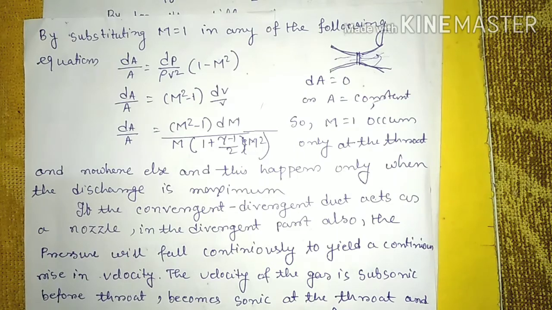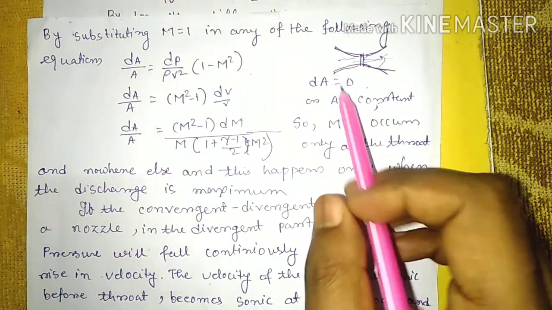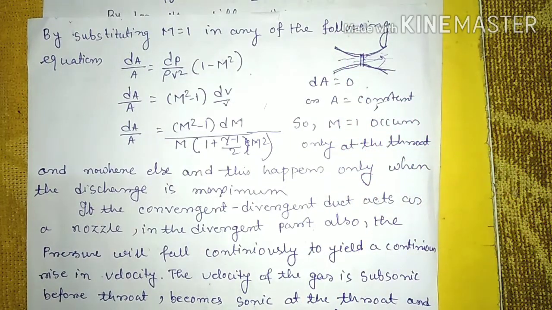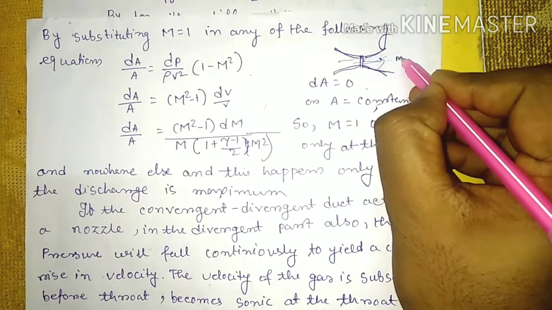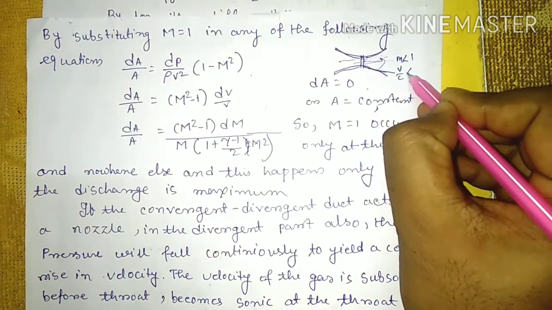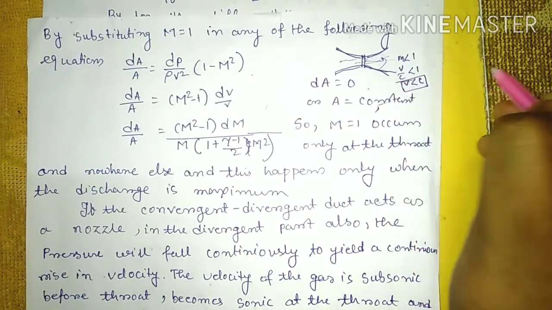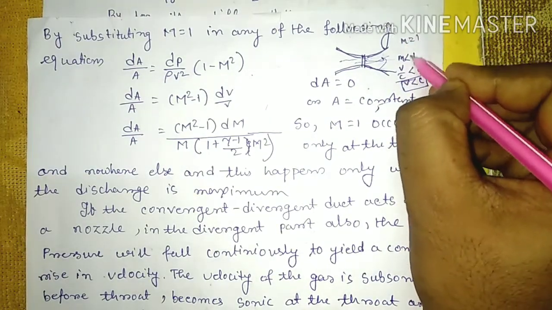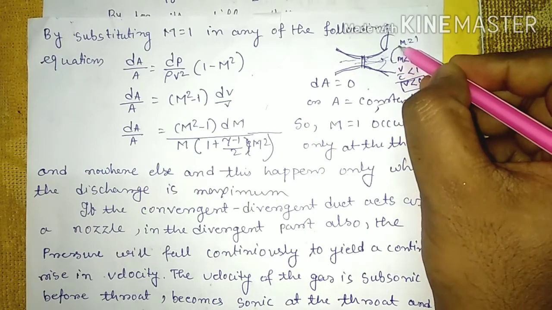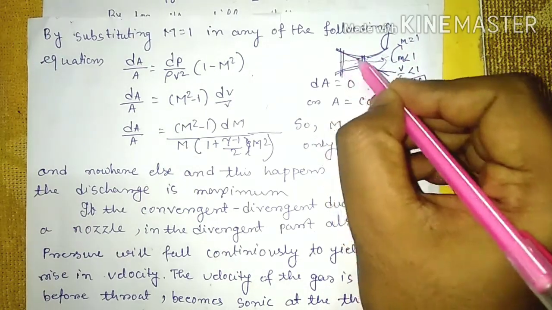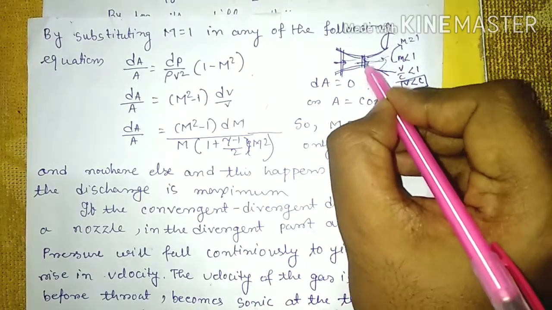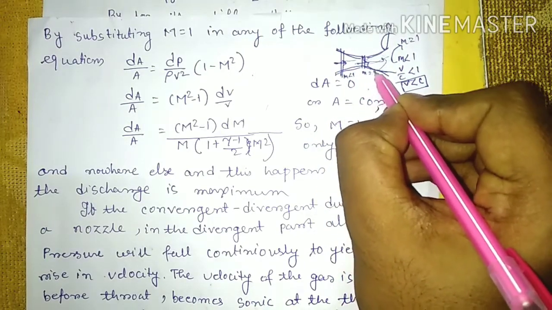Now the velocity of the gas is subsonic before the throat and becomes sonic at the throat, because for the subsonic condition, M is less than 1. Since M is equal to V by C, V is less than C for the subsonic case. And as the fluid flows from this section to this section, M goes from less than 1 to M equal to 1. Here M is equal to 1.